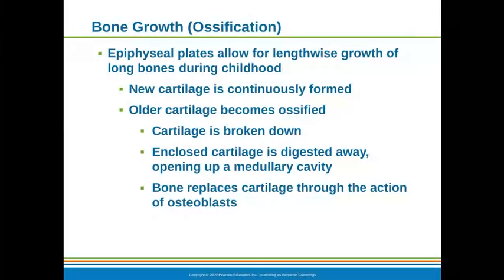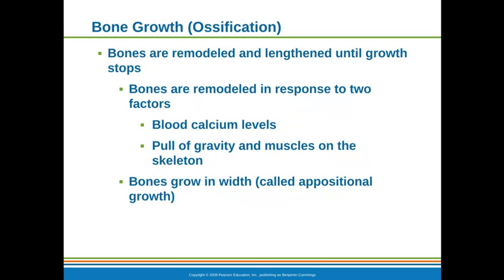Now, bone growth, this process that we call ossification. These epiphyseal plates allow for lengthwise growth of long bones during childhood. So new cartilage is continuously formed. That older cartilage becomes ossified, or converts into bone. So the cartilage is broken down. The enclosed cartilage is digested away, opening up a medullary cavity, and bone will replace that cartilage through the action of osteoblasts. Now, bones are remodeled and lengthened until growth stops.